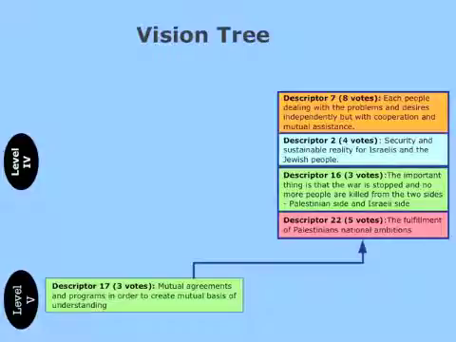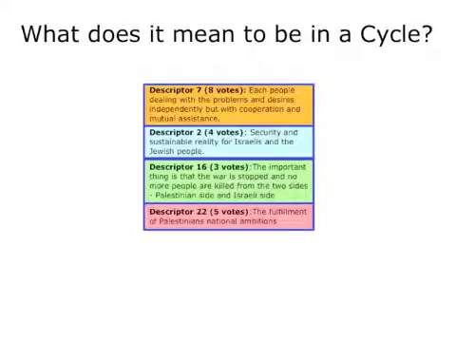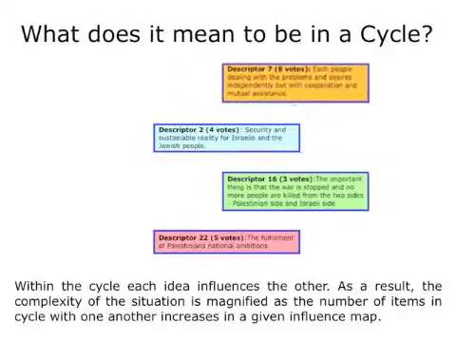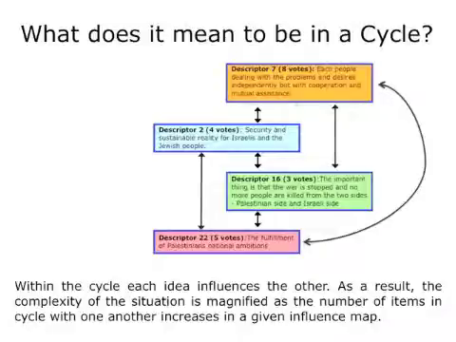You'll also notice that at some levels there are multiple descriptors grouped together. This is referred to as a cycle. So what does it mean to be a cycle in a cycle? Within each cycle, each idea influences the other. So as the number of items in a cycle increases, so does the complexity of the situation.